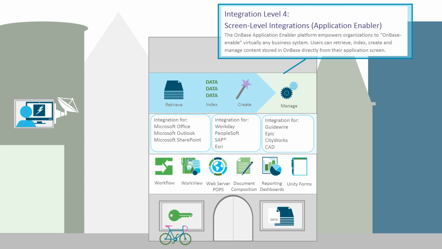All right, so we're actually moving up this building pretty quickly, and integration level 4 is Application Enabler. I did already talk a little bit about that. I can't help myself because Application Enabler is a fantastic product, but it gives us the ability to create an integration with just about any screen.